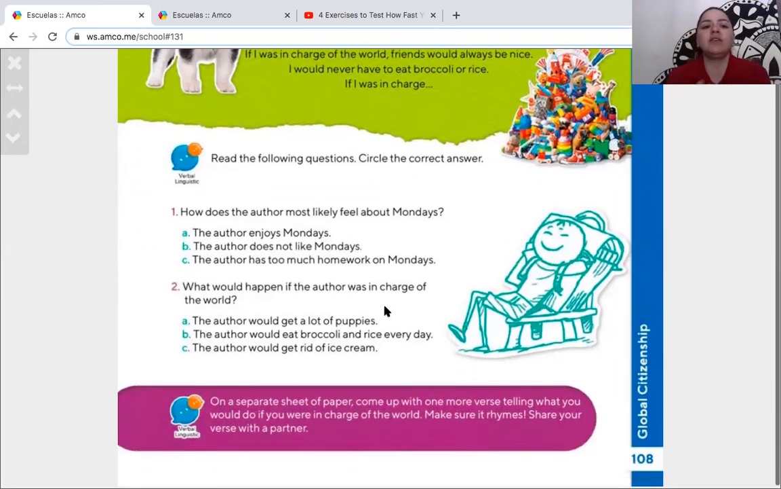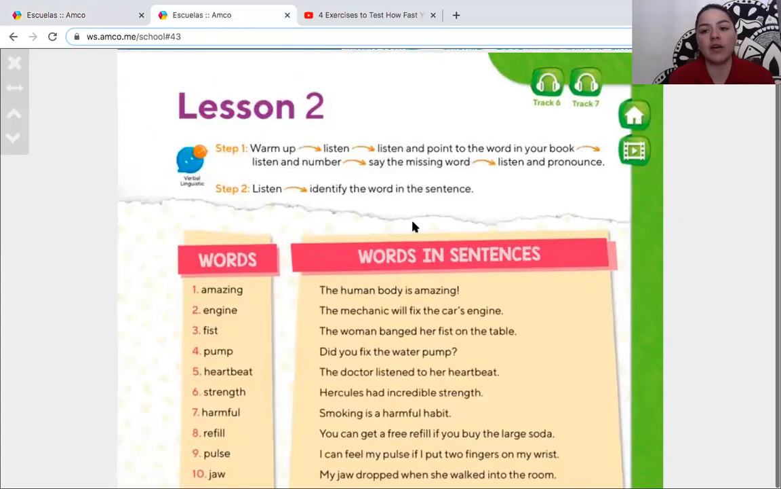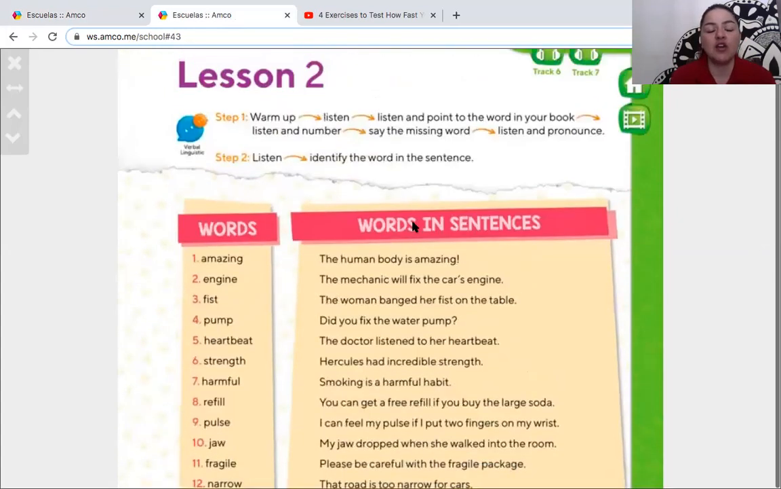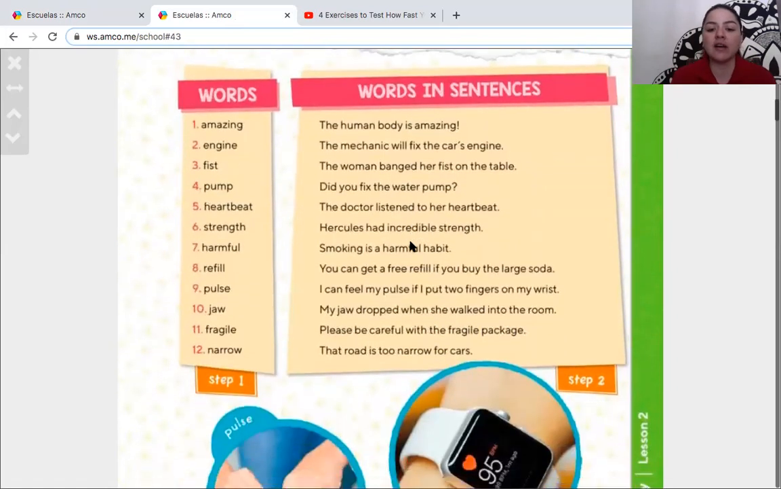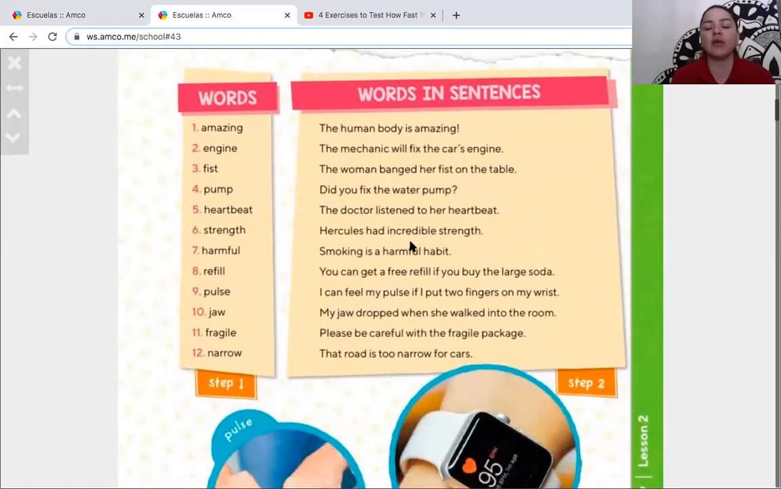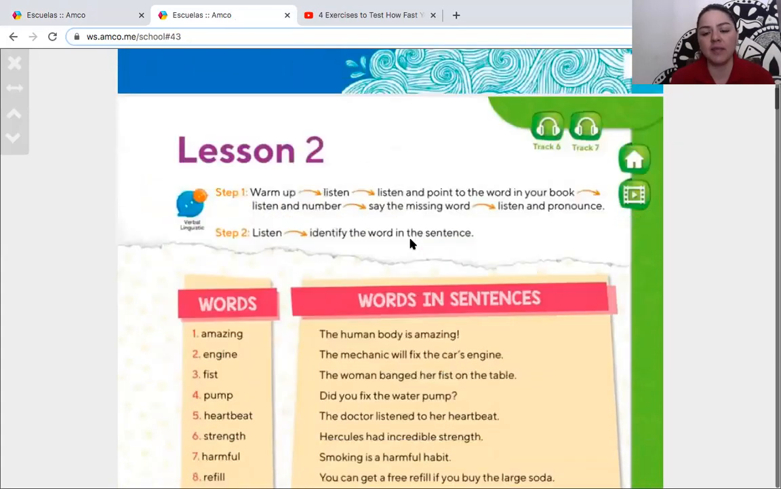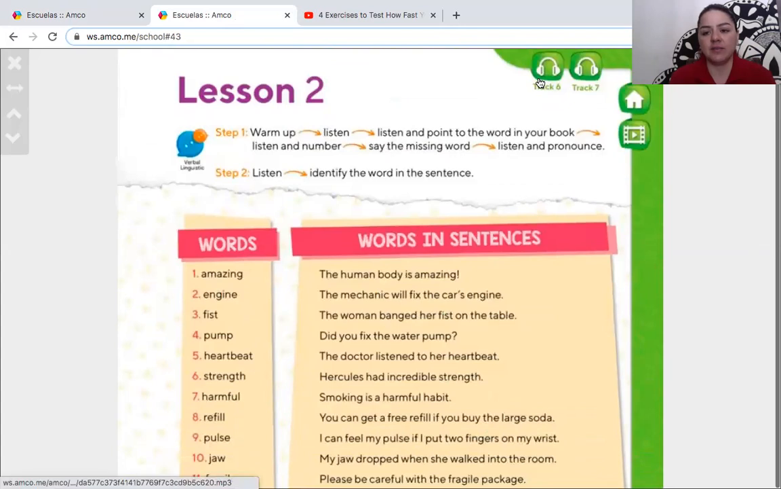Now, these are the activities from Global Citizenship. Now, let's go to the activities from phonology, and we are going to page 19. We are starting with our second lesson from book 5, and you already know what you have to do. Let's listen to the track. The first time you must repeat, and we listen to the second track again, okay? Let's start.